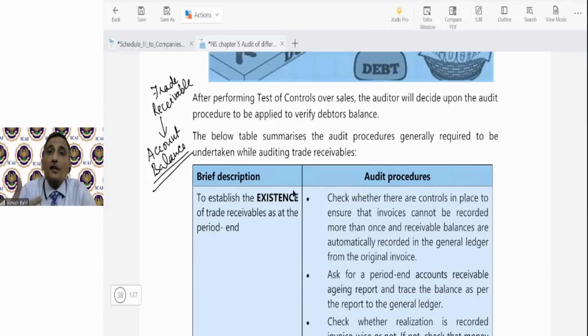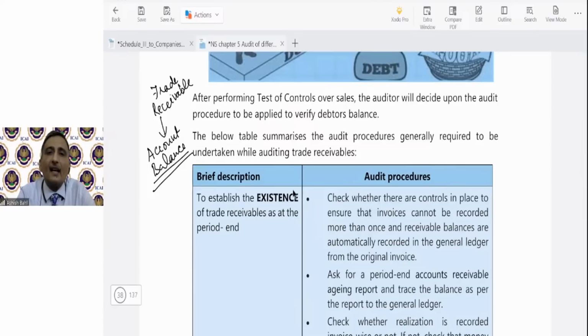So which are the assertions which apply to account balances? Yes, guys, can you recall which are the assertions which apply to account balances? Can you recall those four assertions? Yes, students, the assertions which we had read in chapter 4 relating to account balances. Are you able to recall any assertion? Four assertions we had read about account balances.